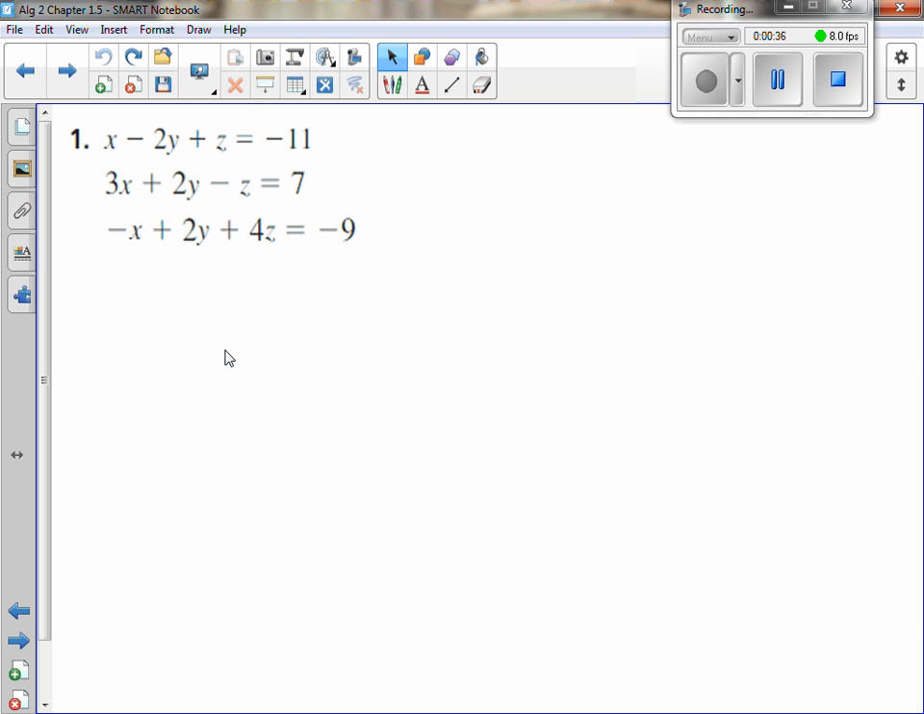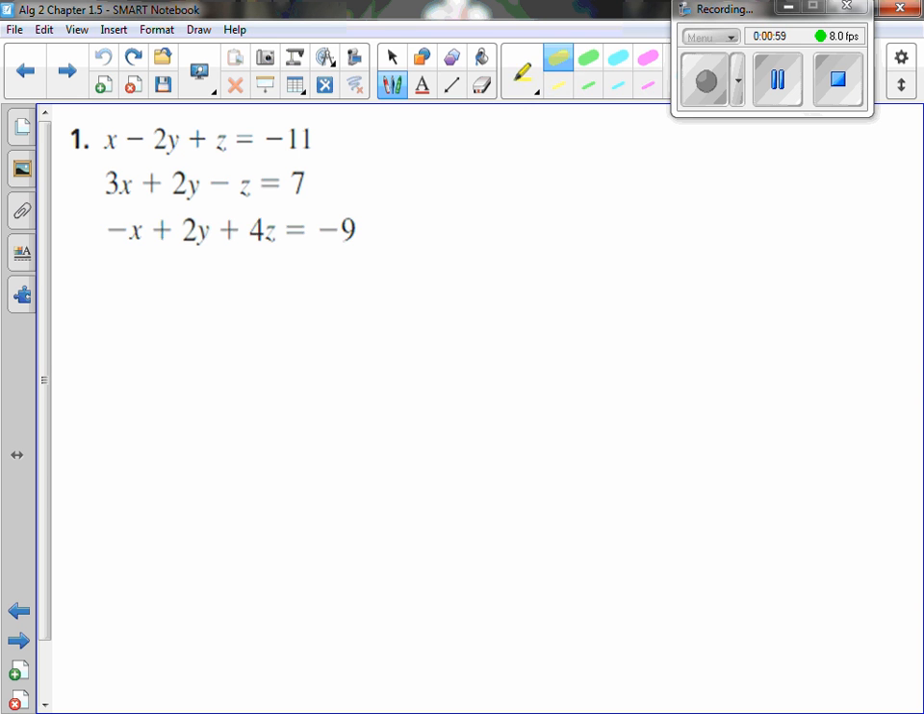So when we look at problem number one, we want to eliminate a variable from all three. And so we look at it, we're trying to see which one would be the easiest to eliminate. So what do you think here? Out of all of these three, which variable would be the easiest to eliminate from all three equations? Y, because they're all 2y, yes? So we're going to eliminate y first.